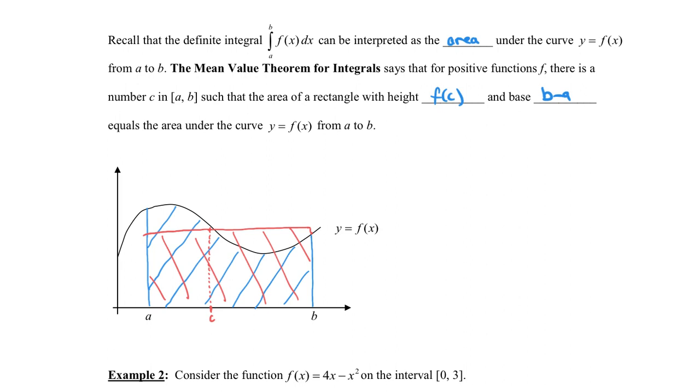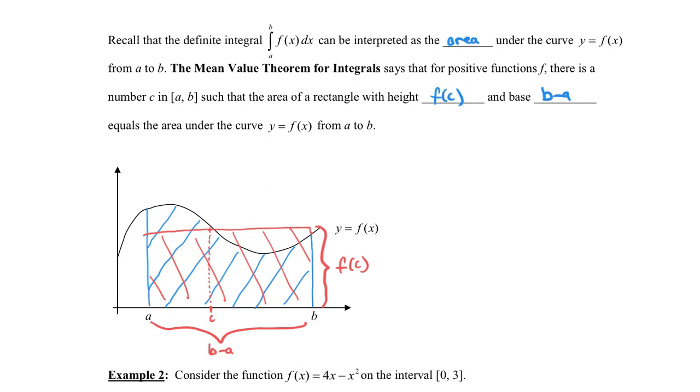If you look at what we've got here, this is f of c, that's the height. Then the base of the rectangle is going to be b minus a. So this is b minus a. The mean value theorem just says that we'll always be able to find this point c that allows us to make this rectangle that has the same area as the area under the curve. As a Calc 2 student, a lot of times when you study the mean value theorem, you're just going to be asked to find this c.